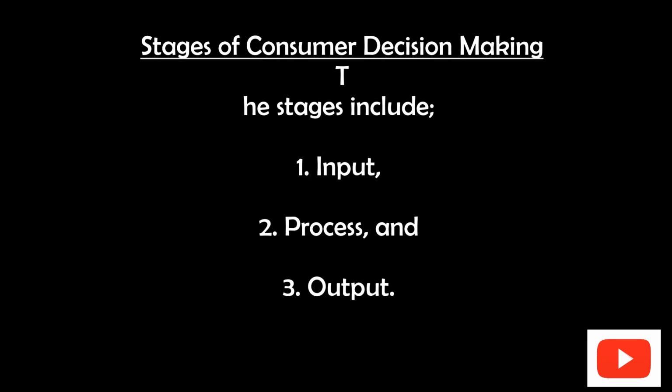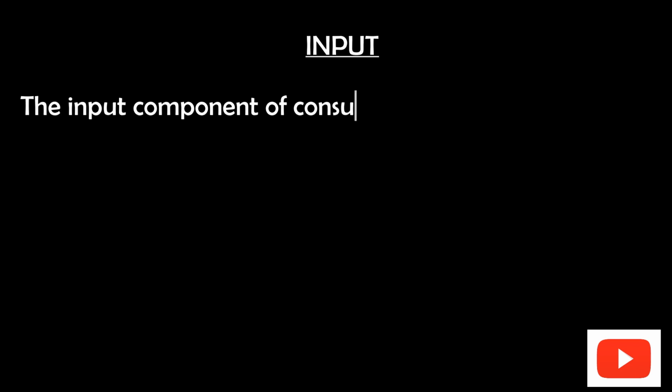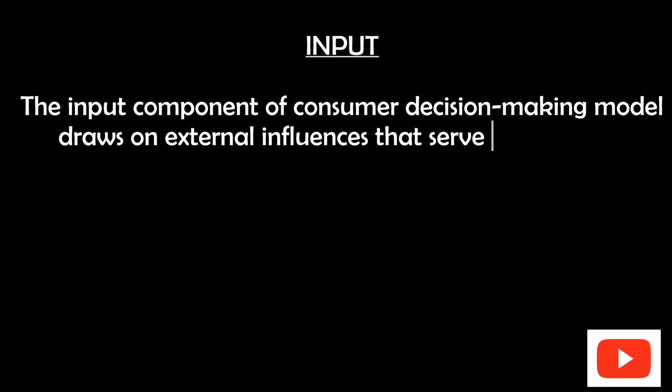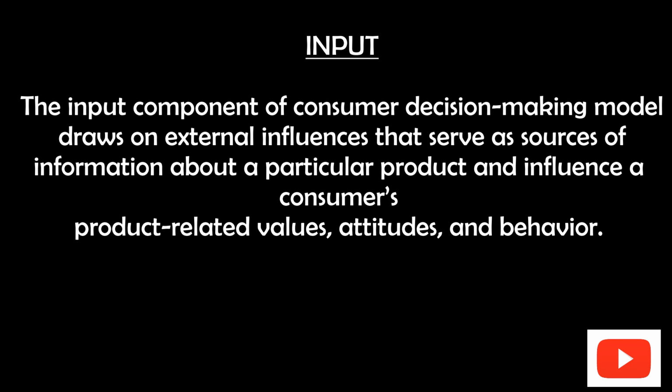Now, let's talk about the stages of consumer decision-making. The stages include input, process, and output. Input. The input component of the consumer decision-making model draws on external influences that serve as sources of information about a particular product and influence a consumer's product-related values, attitudes, and behavior. Chief among these input factors are the marketing mix activities of organizations that attempt to communicate the benefits of their products and services to potential consumers, and the non-marketing socio-cultural influences, which, when internalized, affect the consumer's purchase decisions.